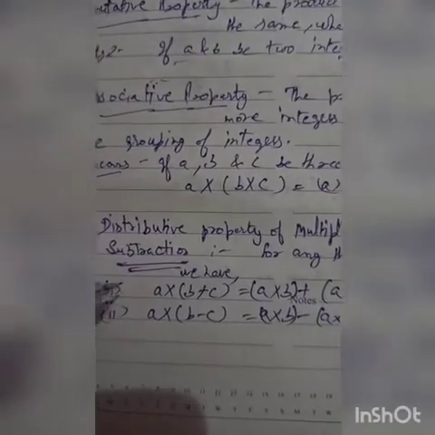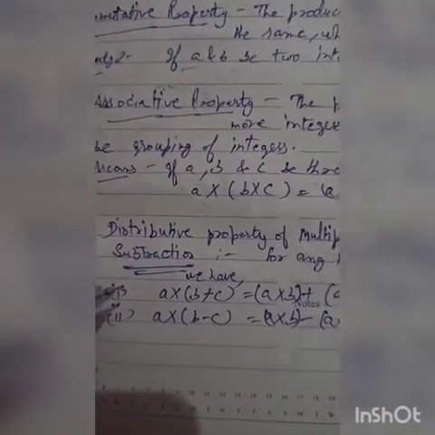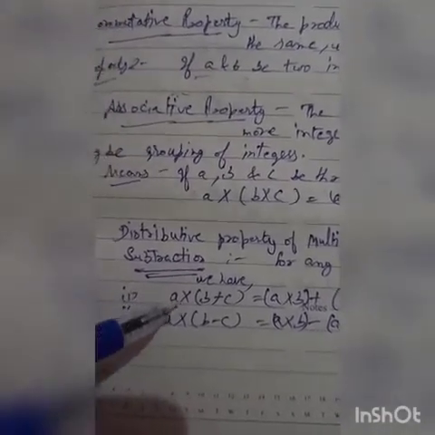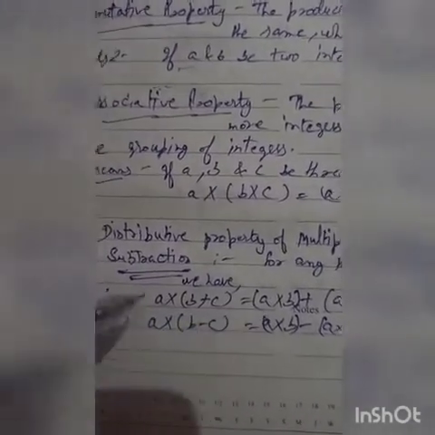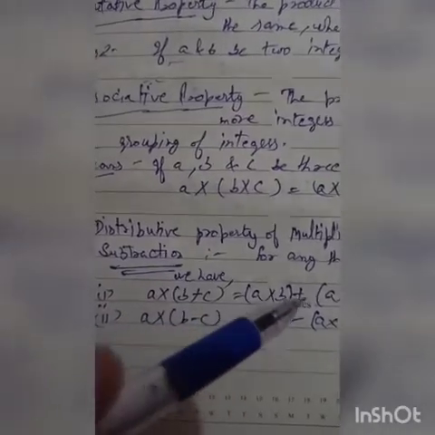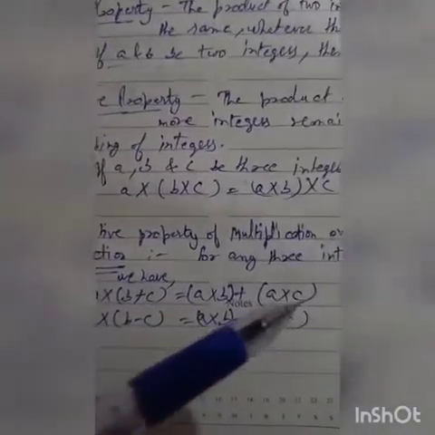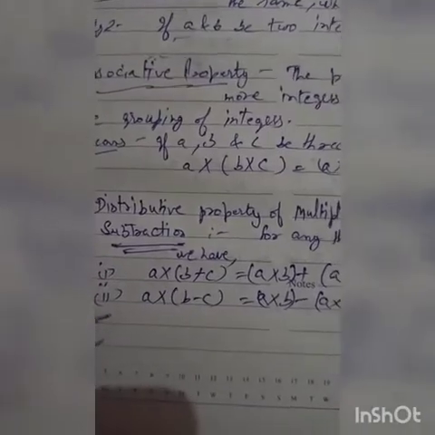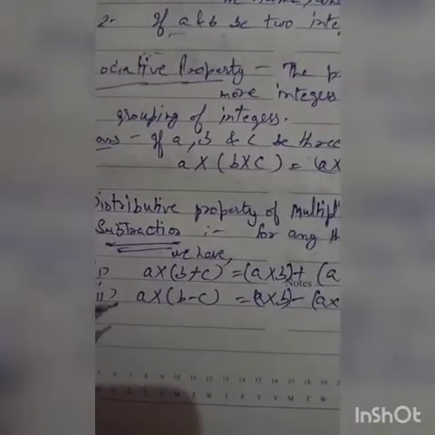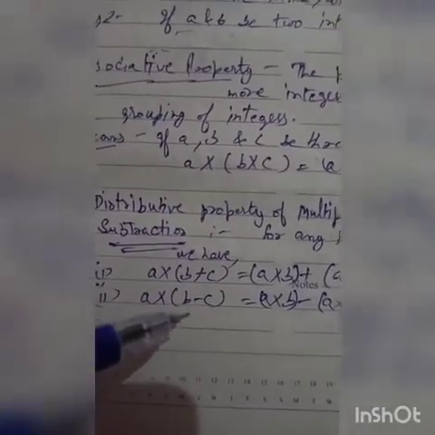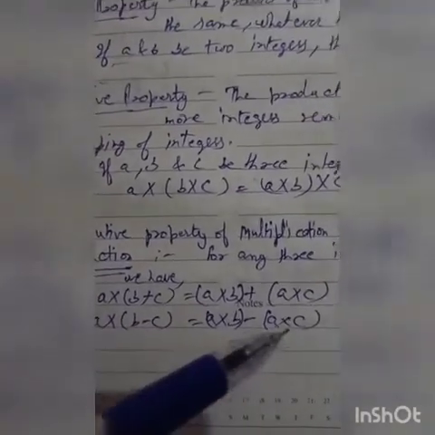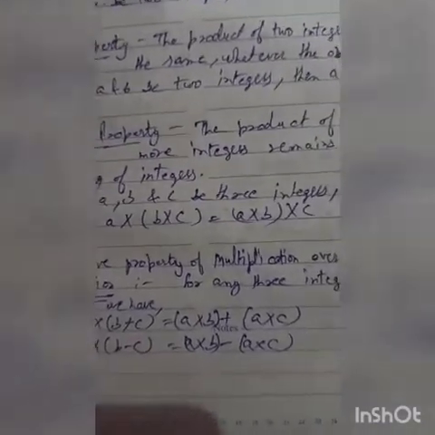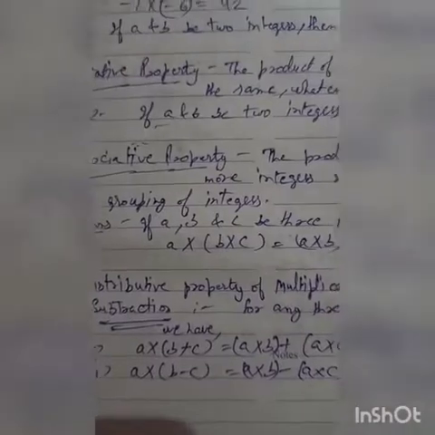So first one we will discuss is the addition property. a multiply in the bracket b plus c equal to a multiply b plus a multiply c. And the second one is the distributive property of multiplication over subtraction. a multiply in the bracket b minus c equal to a multiply b minus a multiply c. So these are the distributive properties of multiplication over addition and subtraction.